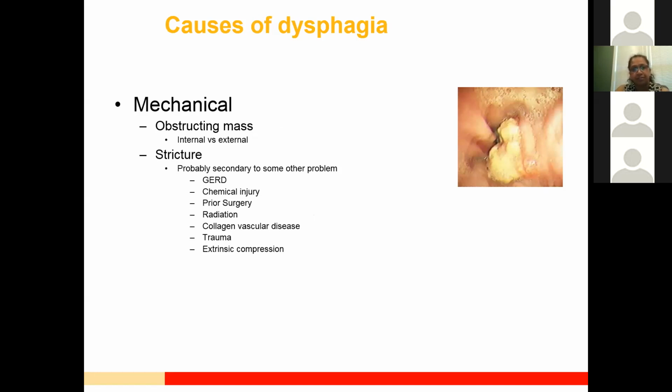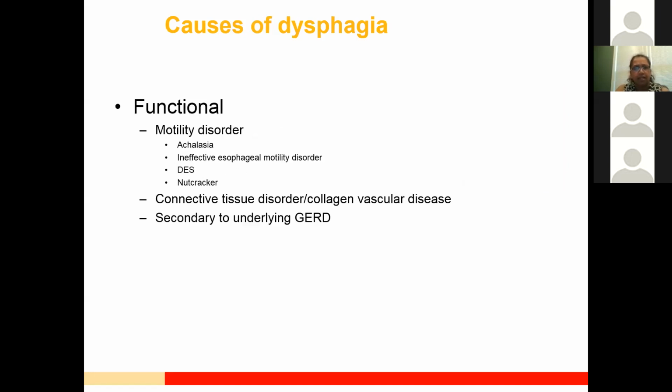Causes of dysphagia can be mechanical, and I think that's very obvious. You can have strictures, and interestingly, we can actually see strictures on a manometric study, and they can be functional. If we look at the motility disorders, we have achalasia, IEM, distal esophageal spasm, and nutcracker. We also have connective tissue disorders that will come across as a manometric abnormality, or we might even see manometric abnormalities due to underlying reflux disease that's affecting the function of the esophagus. So when we're looking at these studies, these are all the different things we're trying to think about to correlate with our patient's symptoms.